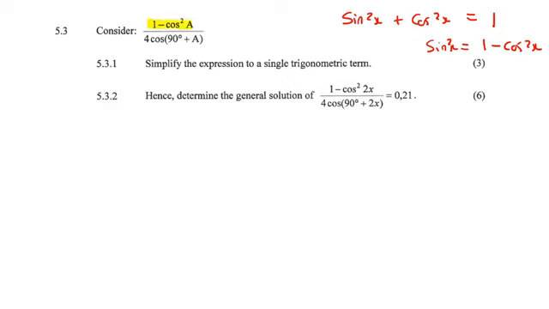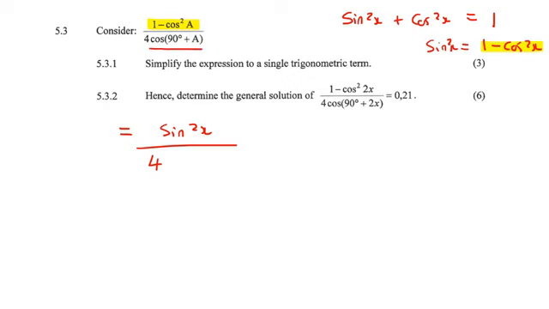So you see what we have here is 1 minus cos squared x, and here we also have 1 minus cos squared x. So what we can see is that we can replace this 1 minus cos squared x with sin squared x. So that's going to be equal to sin squared x at the top. Then at the bottom, we have a cofunction.